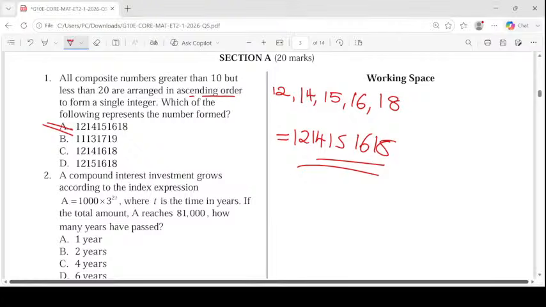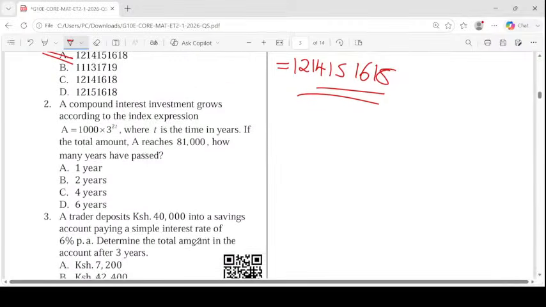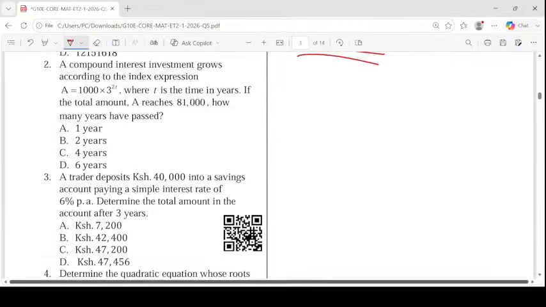Question 2, ladies and gentlemen. A compound interest investment grows according to the index expression A is equal to 1,000 multiplied by 3 to the power of 2t, where t is the time in years. If the total amount A reaches 81,000, how many years have passed?